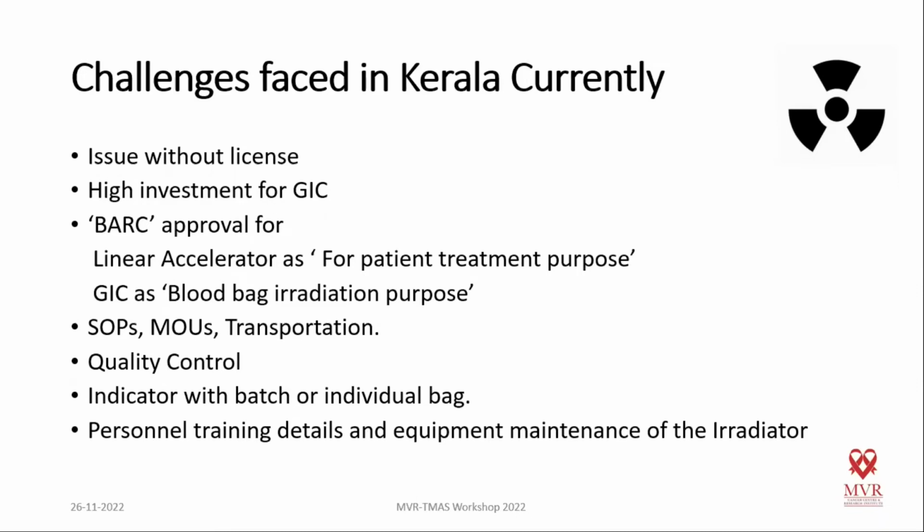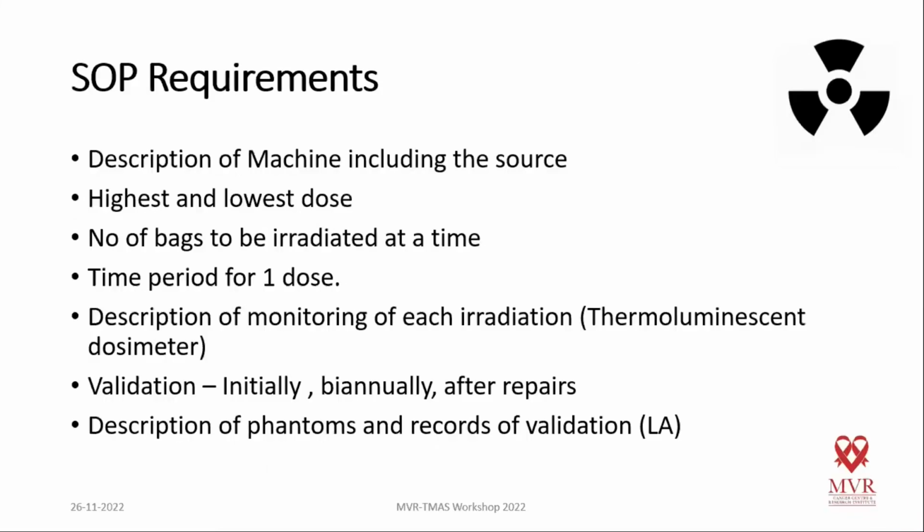So SOPs have to be there. MOUs and transportation SOPs have to be there if your products are being irradiated at another center. So you'll have to have an MOU with that particular center. How it is being transported also has to be provided. Quality control has to be well maintained, and indicators with each batch have to be provided. Personnel training details and equipment maintenance of the irradiator have to be provided.